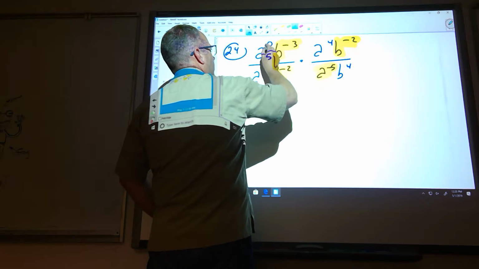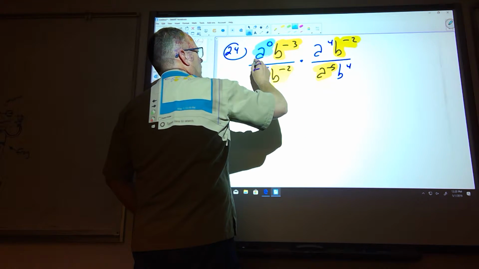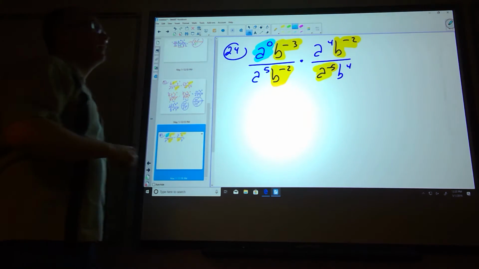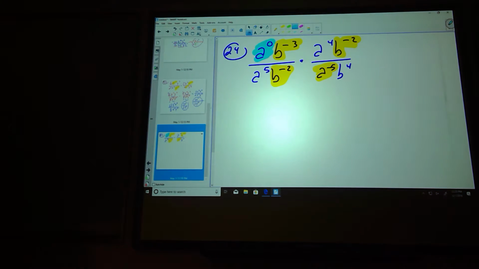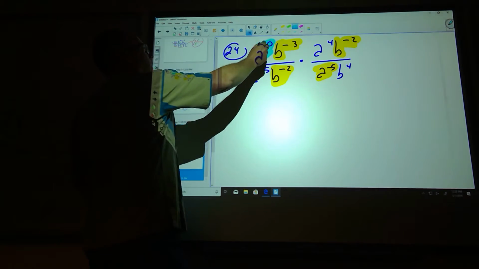Then I'm going to highlight this one. Why am I highlighting that one? Because it's a to the 0. What is a to the 0? 1. That just gives me a 1 right there, right?